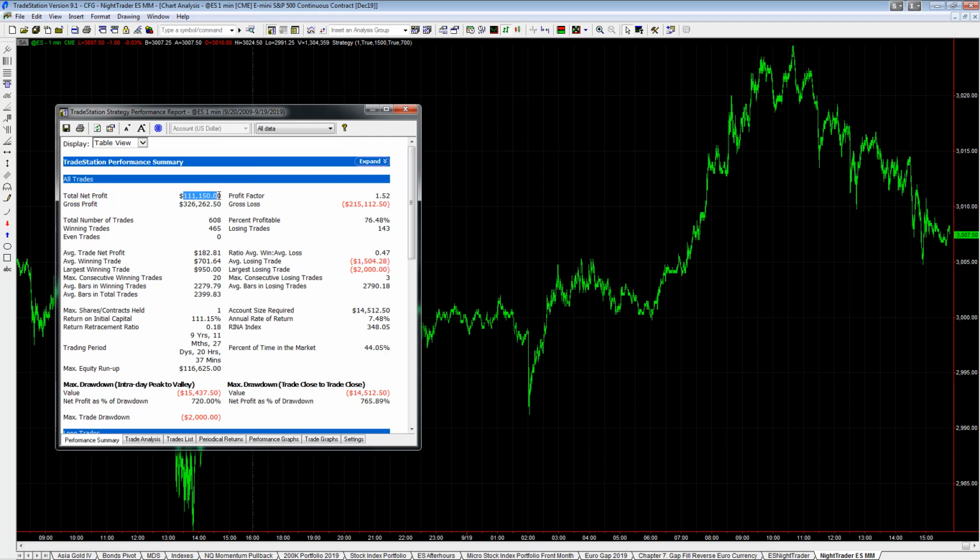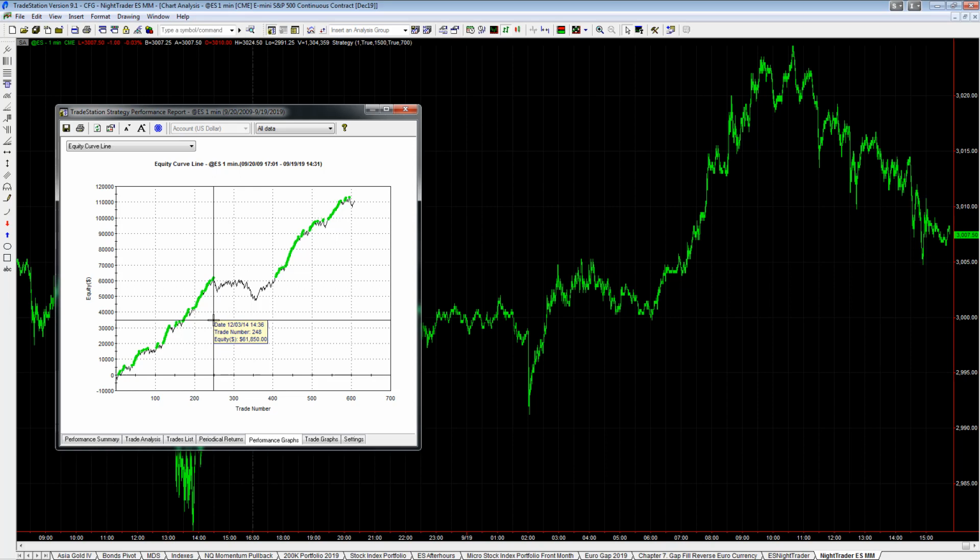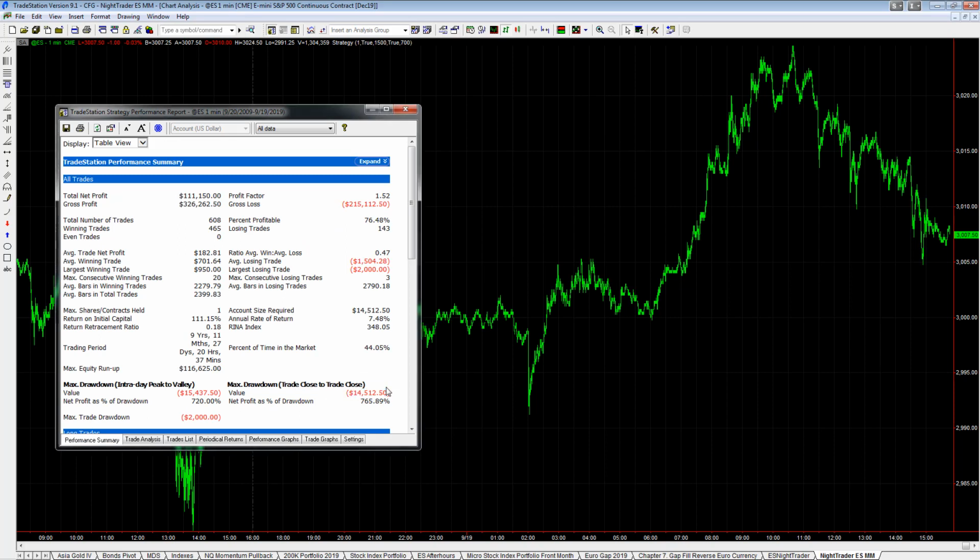So this is what it looks like: $111,000, $182 average trade profit, a drawdown of about $15,000, and here is the equity curve. So you see time periods here where the equity curve goes down. And so can we improve upon this? A $15,000 drawdown is normal for a swing trade strategy, a strategy that holds positions overnight. $15,000 is very, very normal and reasonable for one E-mini S&P, and so that's just normal.